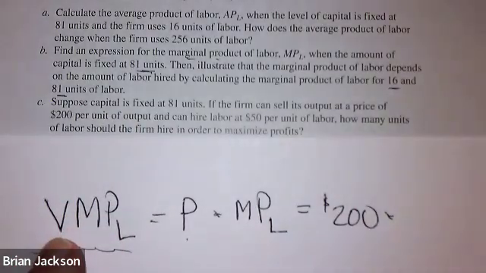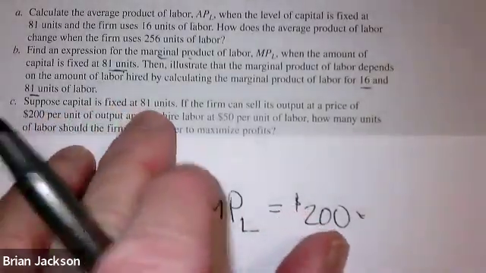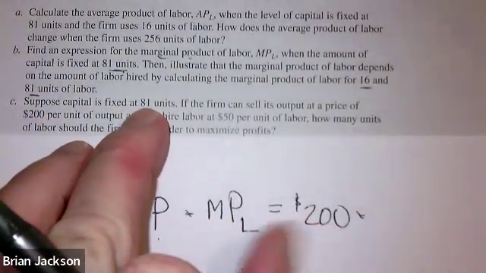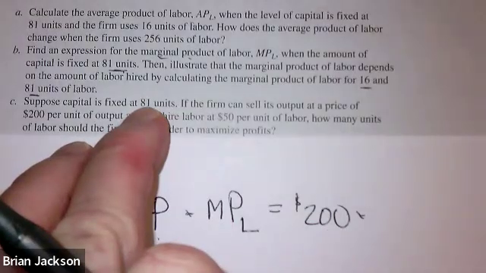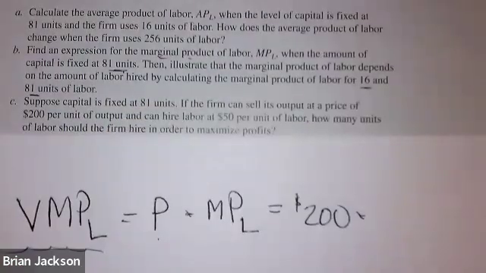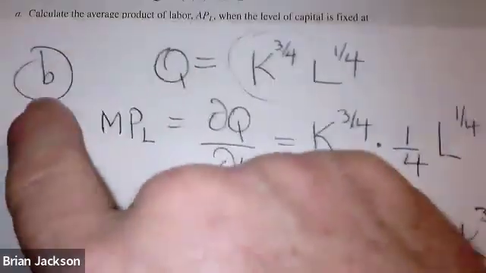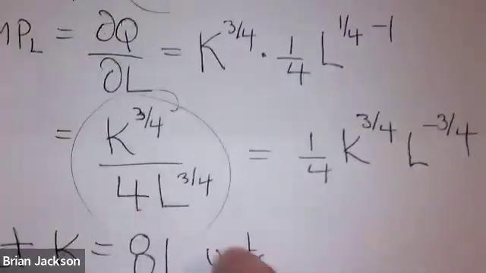Well, we have to go back and find the marginal product of labor using the marginal product formula we just did. And what's the marginal product of labor when the capital's fixed at 81 units? How much labor would you want to hire? Or what would be the marginal product of labor? So I had to go back and look at this. What was our marginal product of labor in part B? Okay, we just did this.